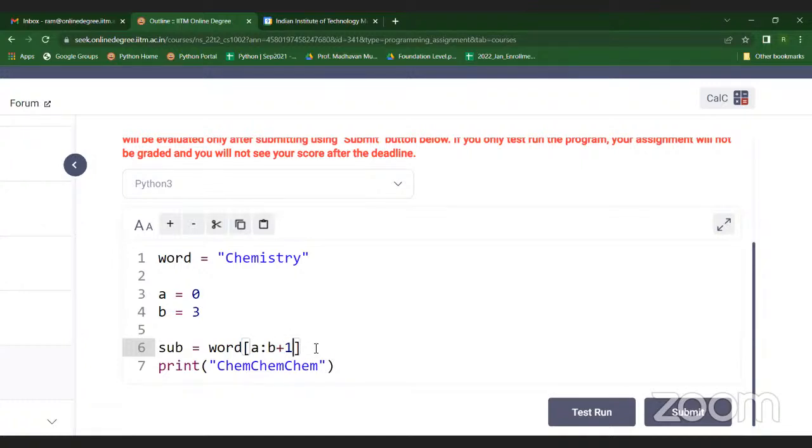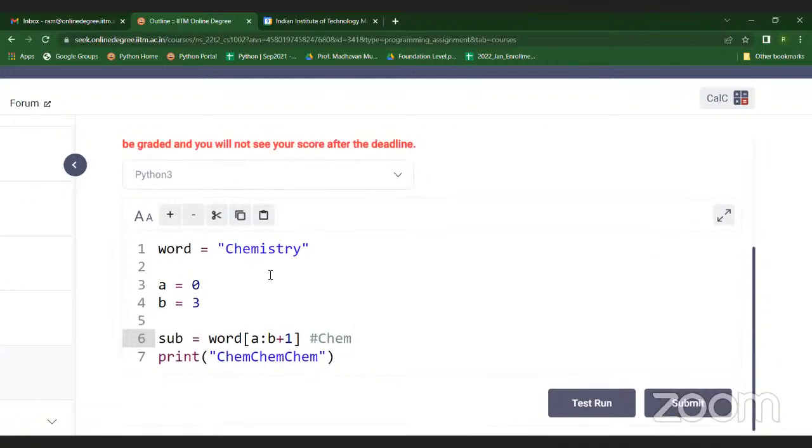Not including the last index means if you use 0 to 3, it would give CHE, and M will not be included if we are not using +1. If you use 0 to 3, it will include only 0, 1, 2. It won't include 3.